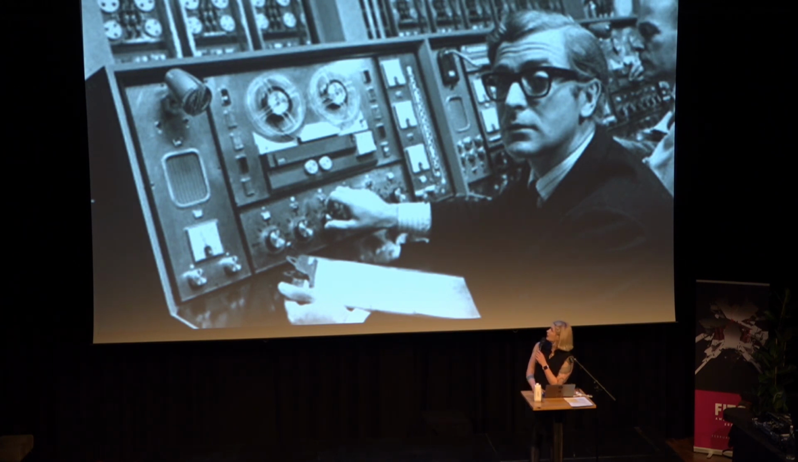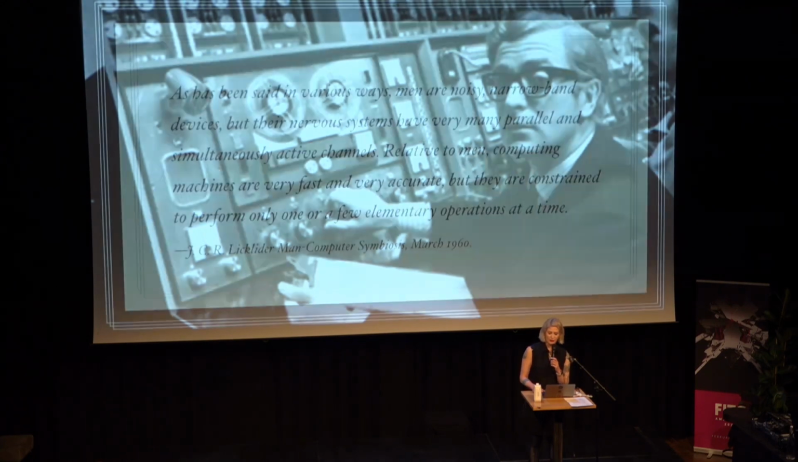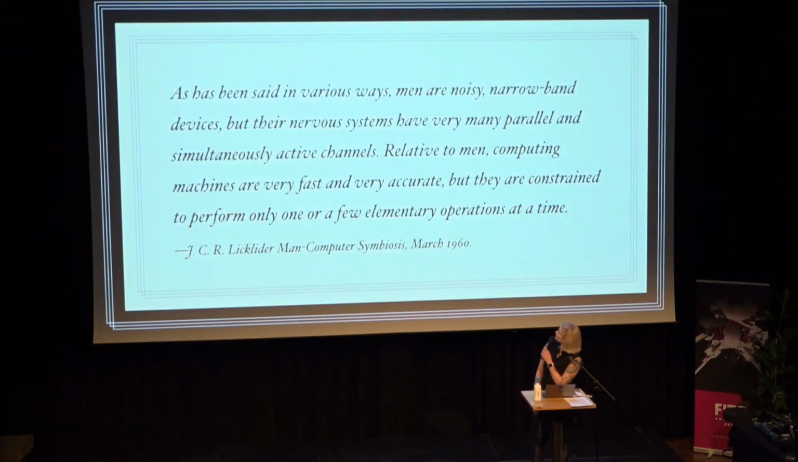Okay, so Licklider had this to say about human brains and computers. "Men are noisy, narrow-banded devices, but their nervous systems have many parallel and simultaneously active channels. Relative to men, computing machines are very fast, but they are constrained to perform only one or a few elementary operations at a time." Good point. With this view, it's no surprise that he chose to tackle the very problem of how to get computers to have more active channels, behaving, again, more like humans.